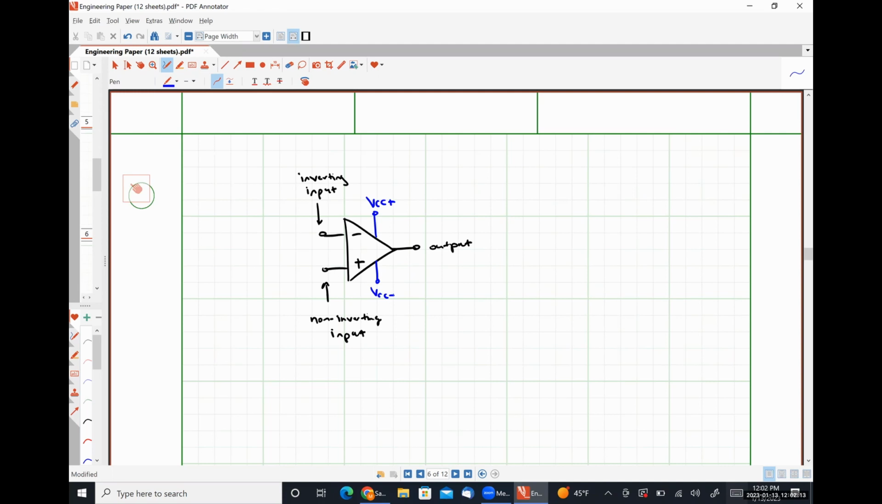This device has a very large, let me do this in red, input impedance. So depending on the type of transistors that are used to construct the device, if it's BJT transistors, the input impedance is on the order of mega ohms. If it's MOSFET transistors, the input impedance is on the order of tera ohms. So very, very large input impedance. So large that we're going to consider it effectively infinite for the overwhelming majority of applications.